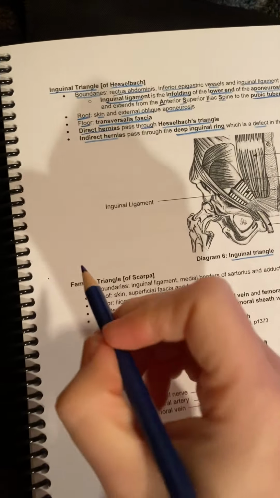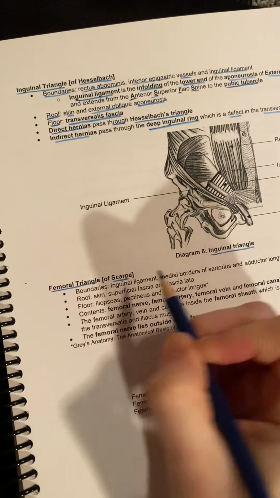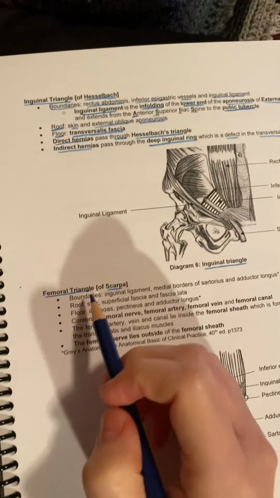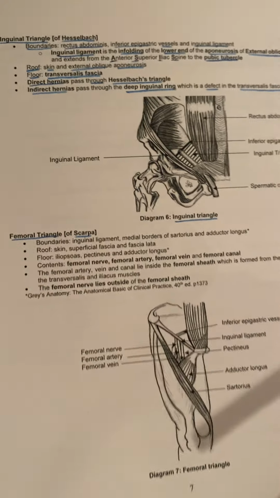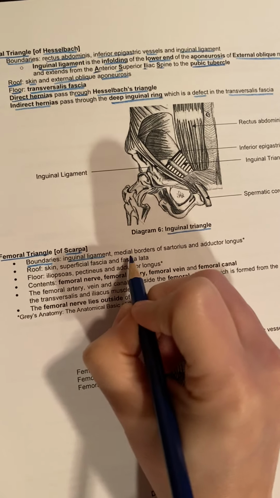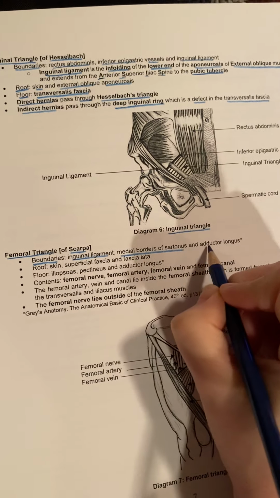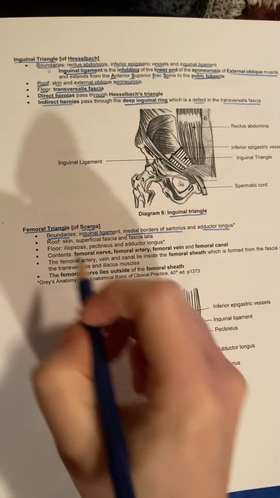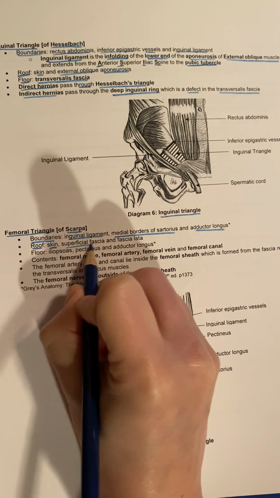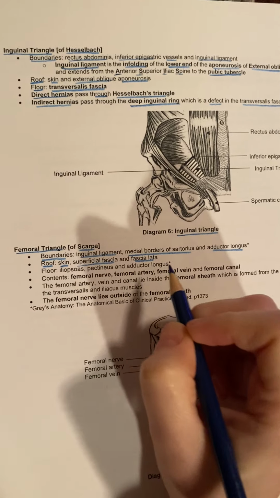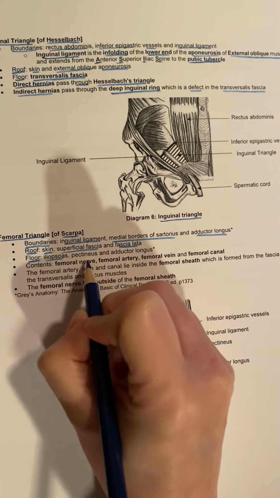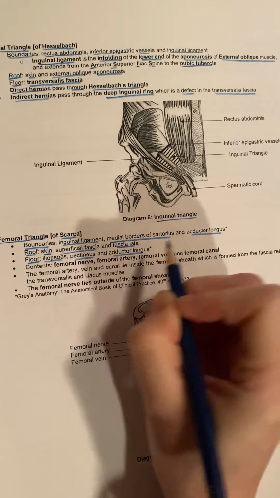Next is the femoral triangle of Scarpa. Remember, the inguinal triangle was of Hasselbach, and the femoral triangle is of Scarpa. The boundaries of the femoral triangle are the inguinal ligament and the medial borders of sartorius and adductor longus. The roof of the femoral triangle is the skin, superficial fascia, and fascia lata. The floor of the femoral triangle is iliopsoas, pectineus, and adductor longus.